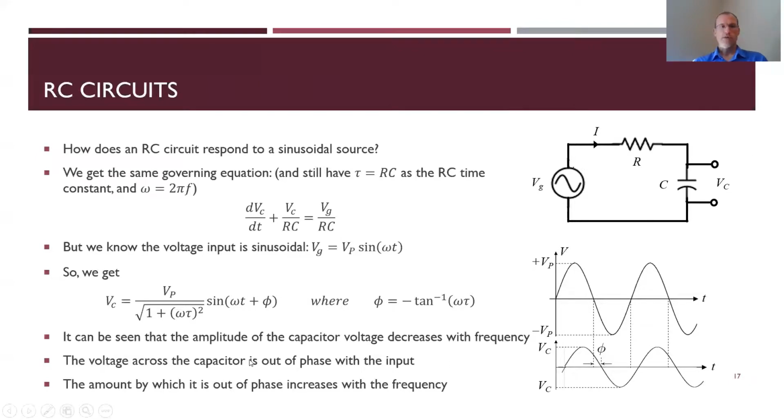So the voltage across the capacitor is out of phase. And again, the amount by which it's out of phase is going to depend on the frequency, as well as the resistance and capacitance. But those are basically constants. Frequency is generally something you can change slightly easier.